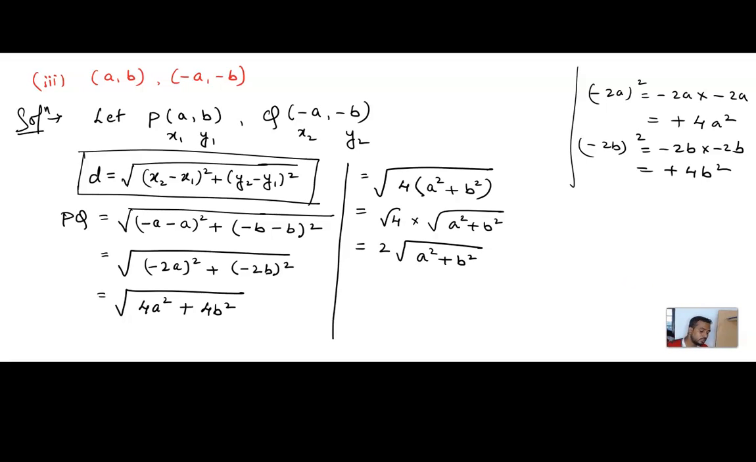Is this clear children? Root of 4 is 2, root of A square plus B square. So therefore PQ is equal to 2 root of A square plus B square units. So this is the value of PQ. Any doubts? Is this clear? Very good. I hope you have understood question number 1 of exercise 7.1. Now we are going to solve question number 2.